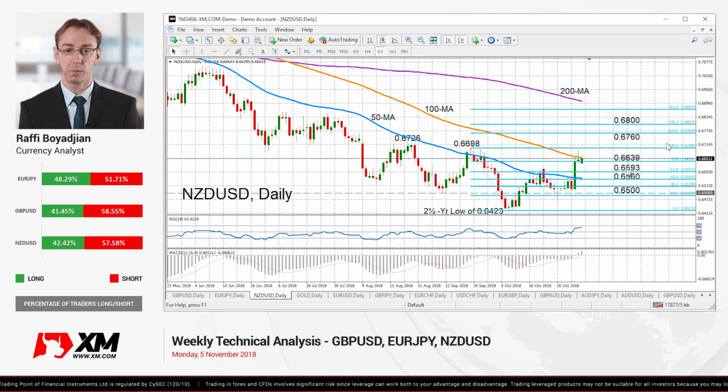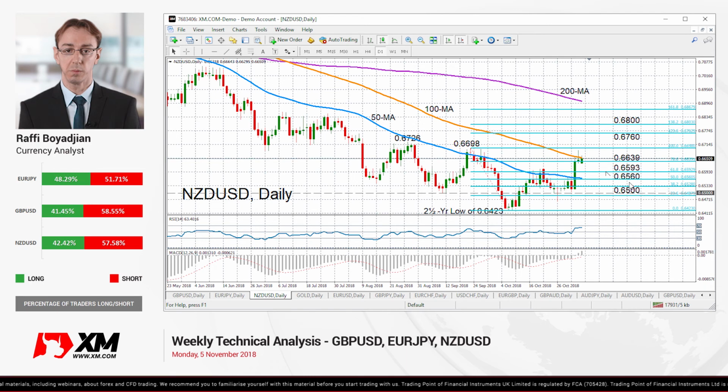At the moment, the medium term outlook is still fairly bearish, though it's now looking a little bit more neutral following the recent gains. If that 100-day moving average resistance level holds, we could see price action dipping back down again, initially towards the 61.8% Fibonacci at 0.6593, and then below that we've got an important support level, which is where the 50-day moving average is converging with the 50% Fibonacci at 0.6560.